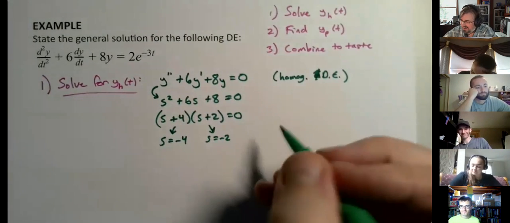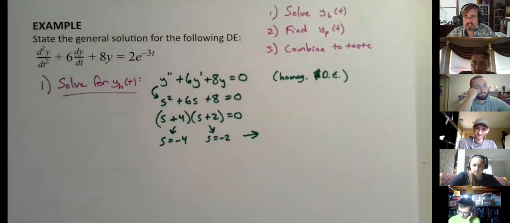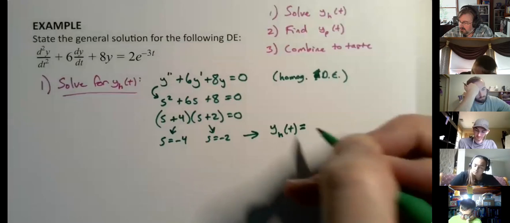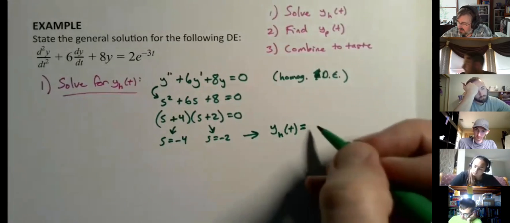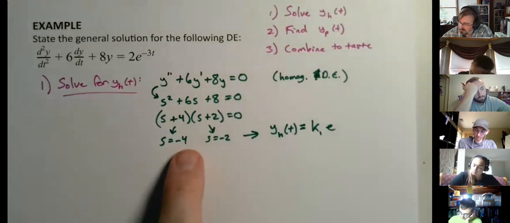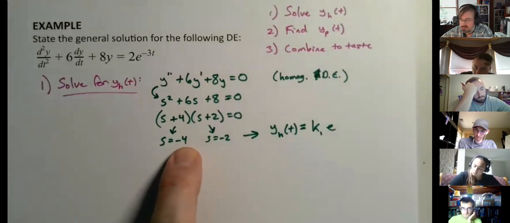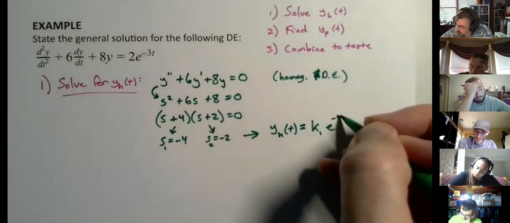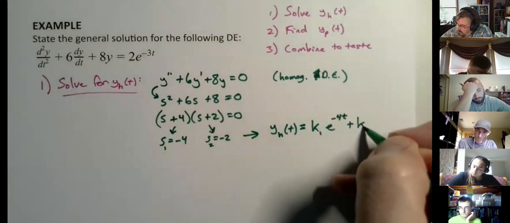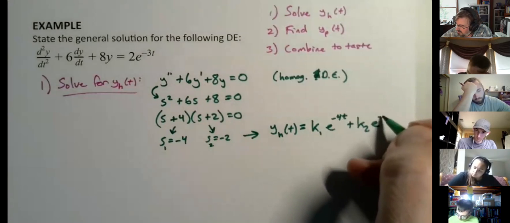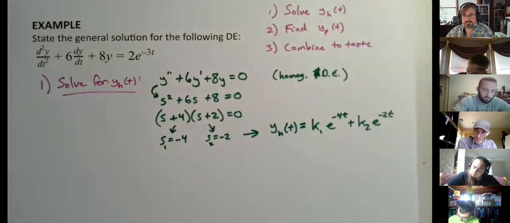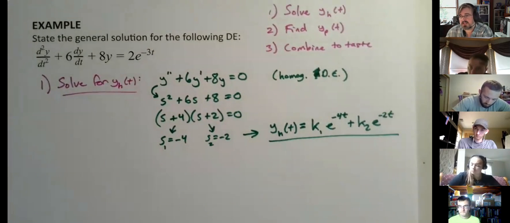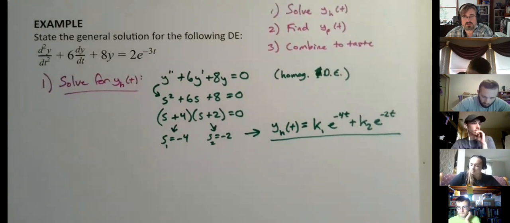So what does that mean? This leads me to the following conclusion. I have a homogeneous solution, or homogeneous part of the solution, that is K1 times e to the S1 t, so they'll call this one S1 and this S2. This is e to the minus 4t plus K2 times e to the minus 2t. Look at that. Look at how easy that was. That's the homogeneous part of my differential equation solution.